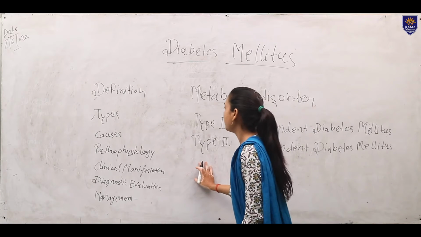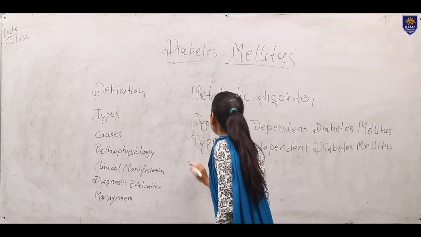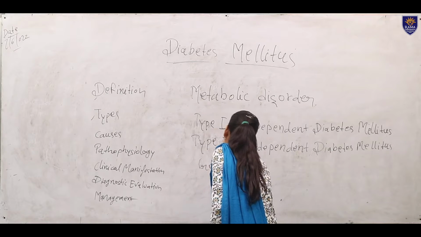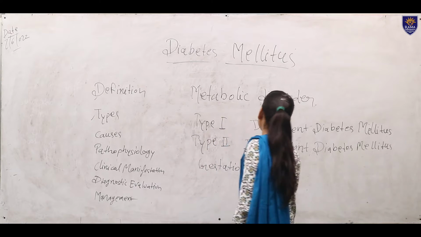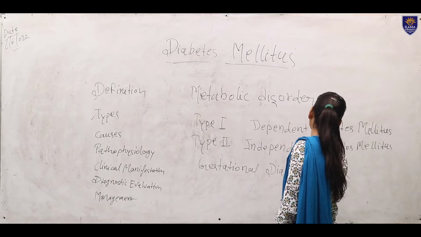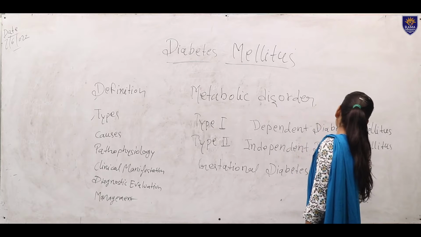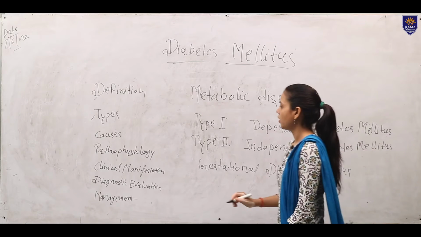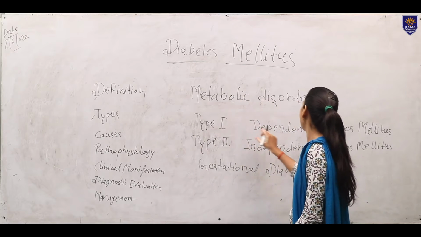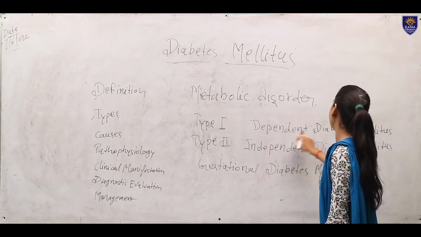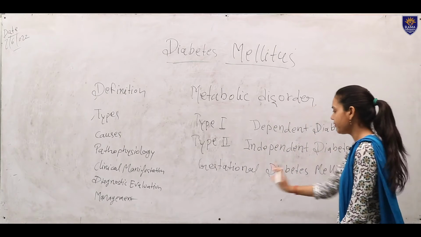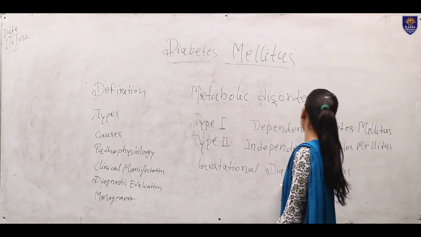Then one more type of diabetes mellitus is gestational diabetes mellitus. So there are three types of diabetes mellitus. First, type 1, dependent diabetes mellitus. After that, type 2, independent diabetes mellitus. After that, gestational diabetes mellitus.